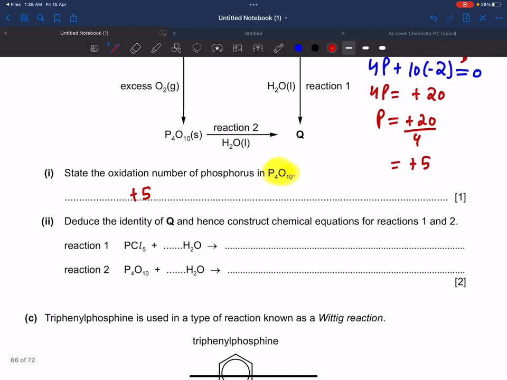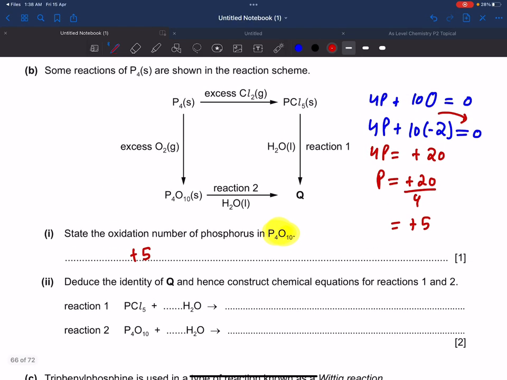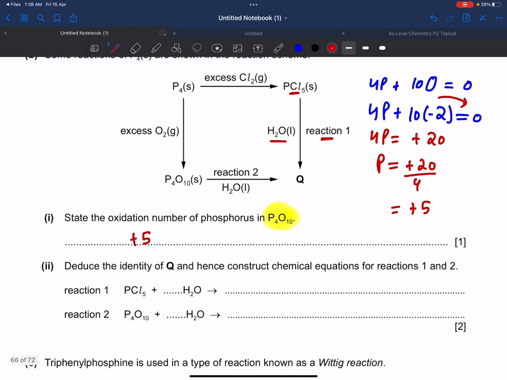Reaction 1. It says PCl5 when reacted with water forms Q. So what is Q? This is a hydrolysis reaction. We need to remember that phosphoric acid forms and HCl forms. Phosphoric acid plus HCl. We have to balance this equation. How many chlorines are there? 5 should be here because there are 5 chlorines here. Okay, 5 on the right hand side now.